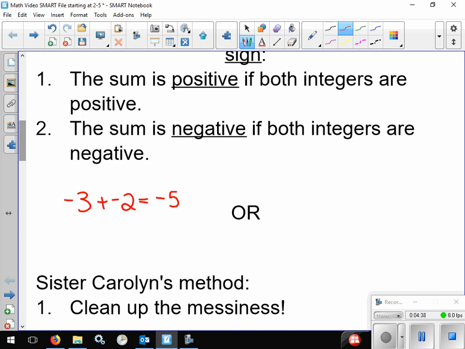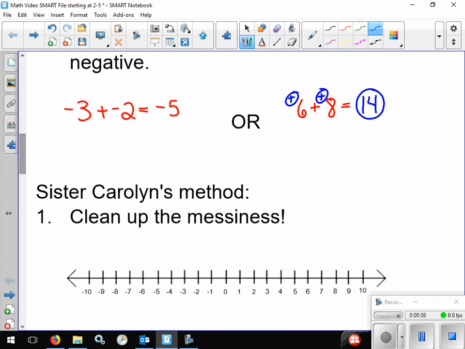If I use a different example, if I have 6 plus 8, the signs are the same, and both are positive. Again, if nothing's written here, they're positive, so then the answer is positive, and it's +14. So if your numbers are both negative, then your answer is negative. If your integers are both positive, then your answer is positive.